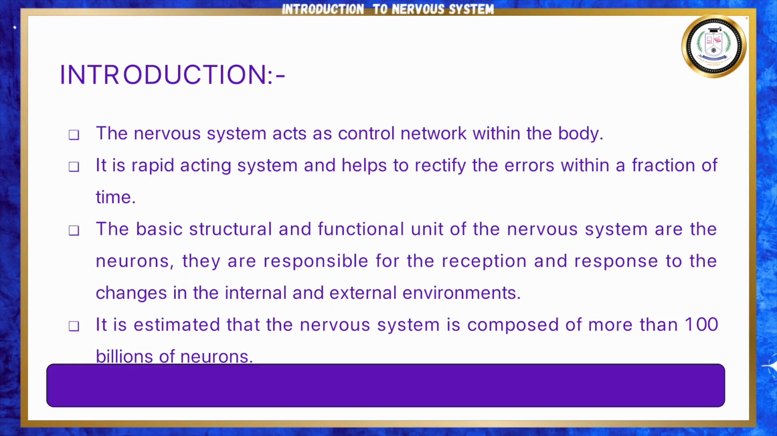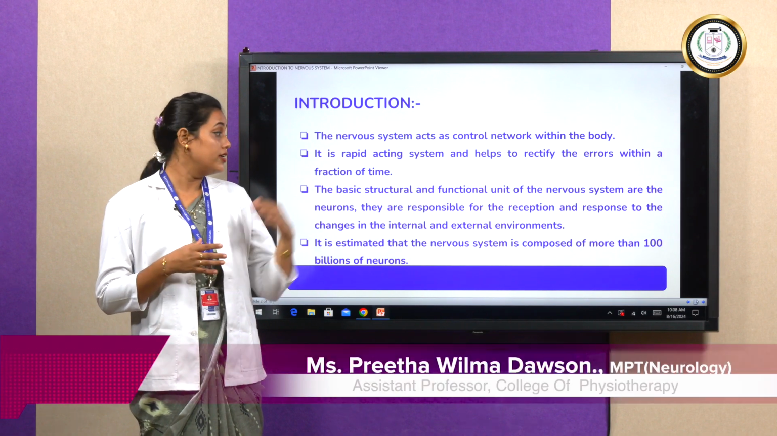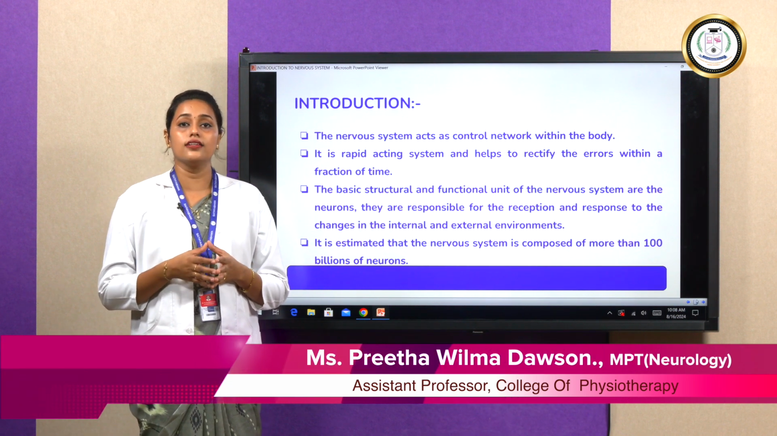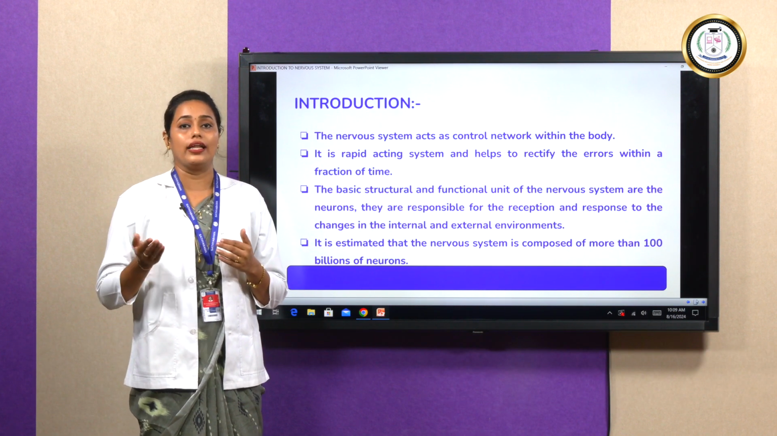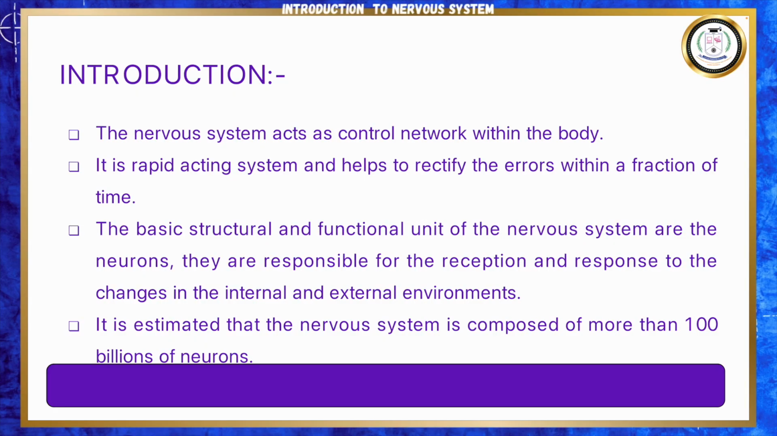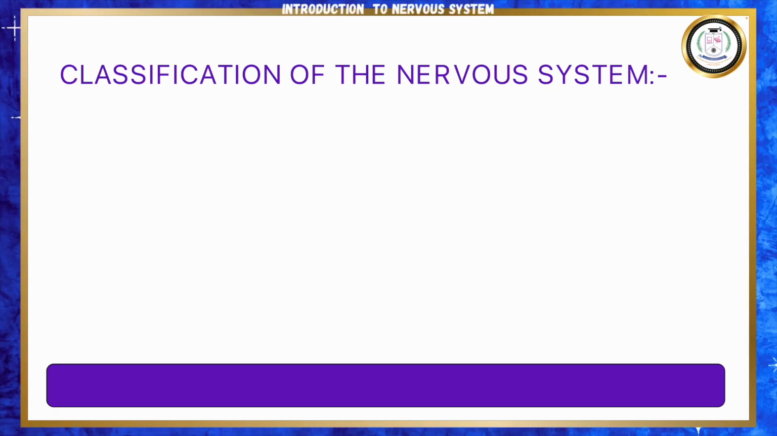We all know that the neuron is the basic structural and functional unit of the nervous system. These neurons are responsible for the reception and response to any changes that occur in both the internal as well as the external environment. It is estimated that the nervous system is composed of more than 100 billion neurons. Next, we'll start with the classification of the nervous system.